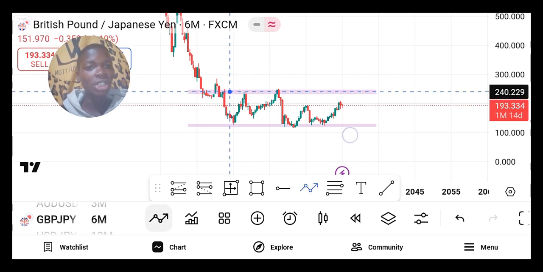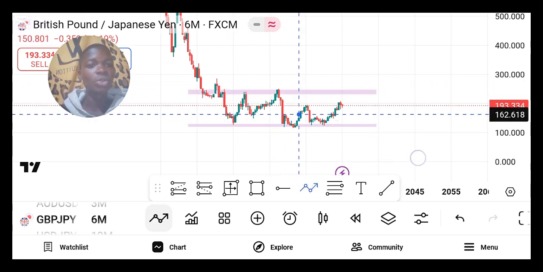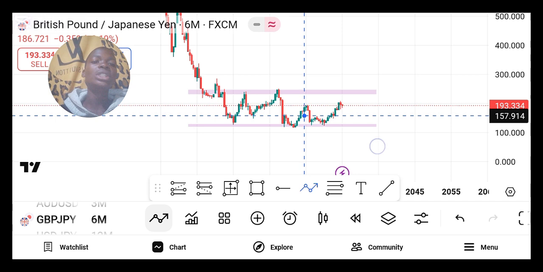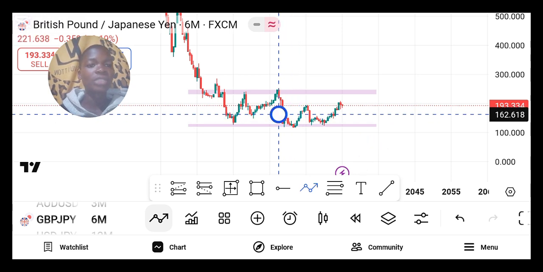We got one rejection here, two rejections, three rejections. Here we have one rejection, two rejections, three rejections, guys. So it's really a valid zone, guys. It's a valid zone for us.